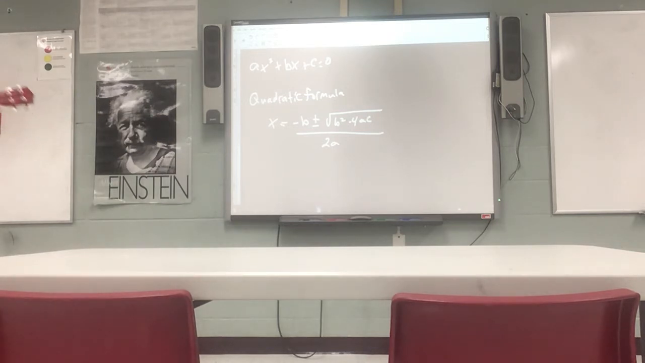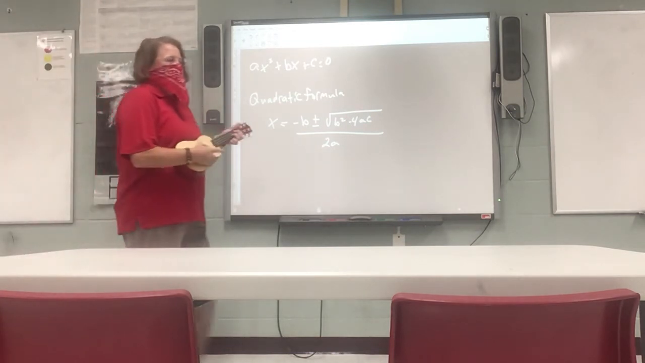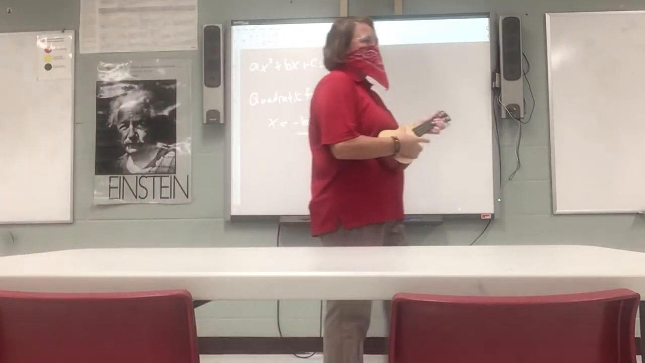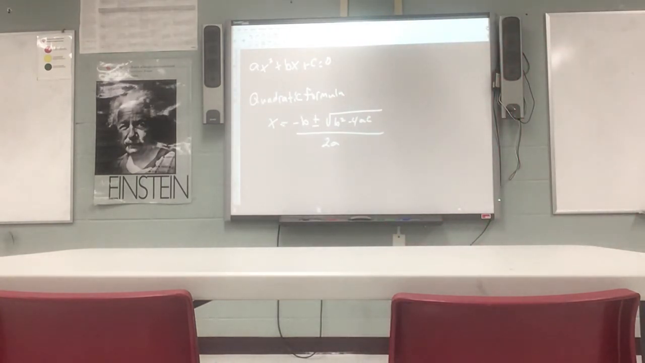Think 2 more times and you're gonna have it. Okay. You ready? X equals negative b plus or minus the square root of b squared minus 4ac all over 2a. I think that was my best time on the ukulele. I only missed 1 chord that time.